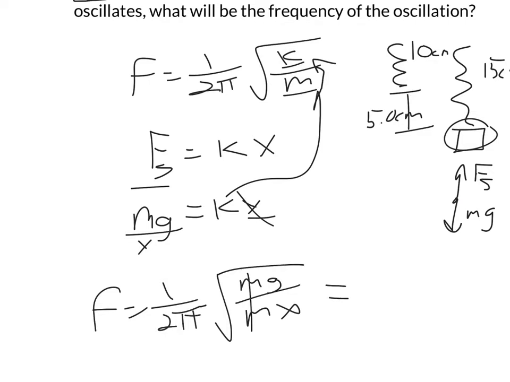That would be 1 over 2 pi square root of 9.8 meters per second squared divided by x, which is in centimeters, so I'm going to make it in meters, 0.05 meters. All right, let's see what the calculator wants to tell me. Okay, 1 divided by 2 pi.